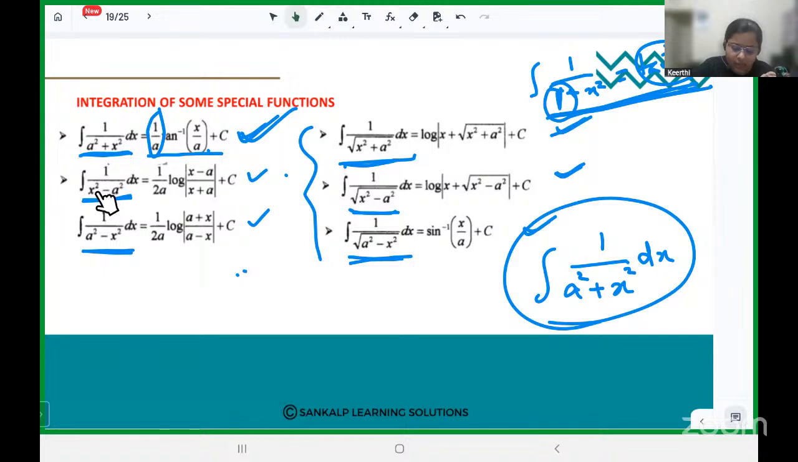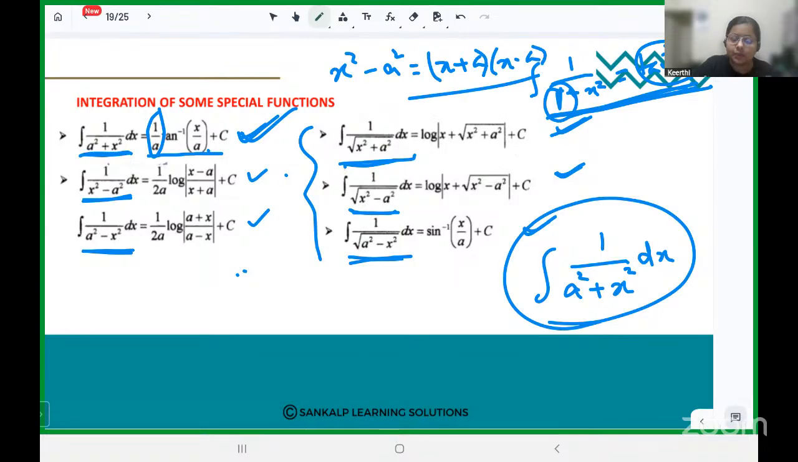That is x square minus a square. You can factorize this as x minus a into x plus a, isn't it? X square minus a square can be written as x plus a into x minus a. These are the factors of this one. So you connect it in that way. You write log of x minus a divided by x plus a. Now you take the third one. It is 1 by a square minus x square. Again, the factors are a plus x and a minus x. So you write a plus x above and in the denominator a minus x. 1 by 2a log mod a plus x by a minus x plus c.